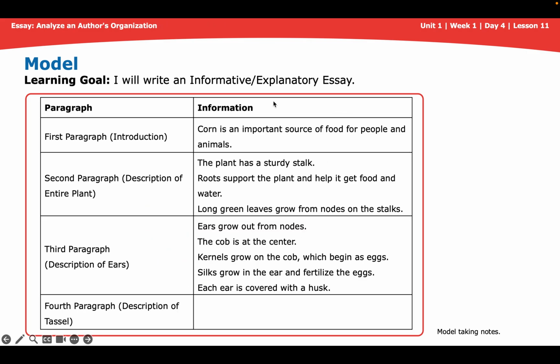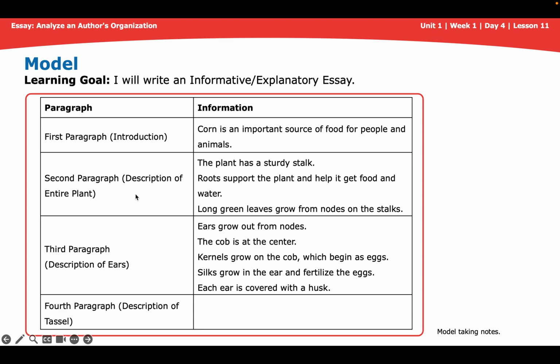So I'm going to show you what it looks like. So in my first paragraph, this is the introduction. It's always the introduction. I want to introduce my topic, and I want readers to know that corn is important to people and animals. So that's what I wrote right here. Corn is an important source of food for people and animals.